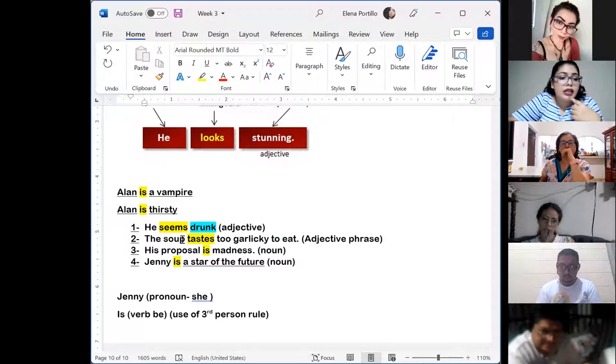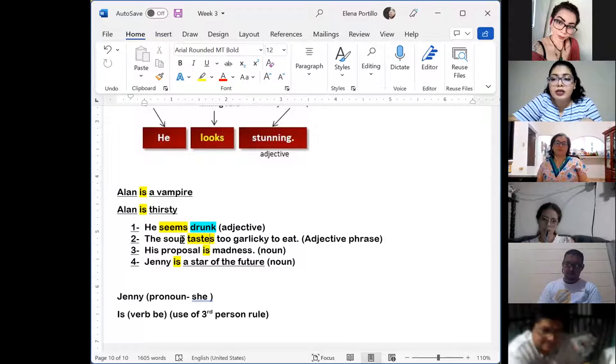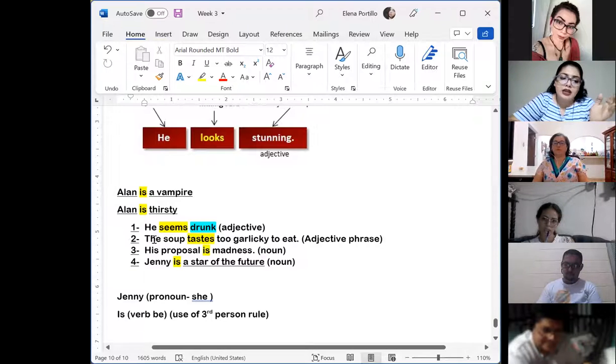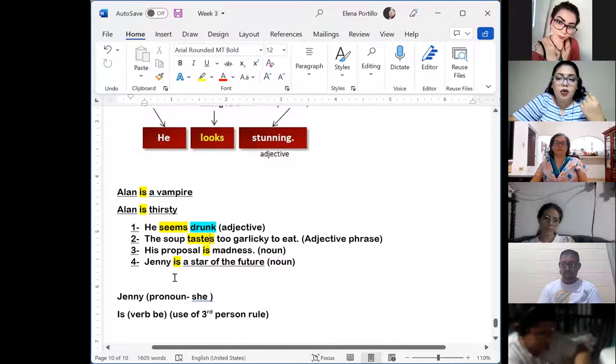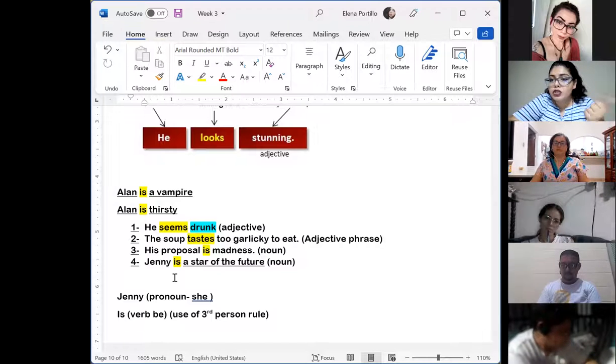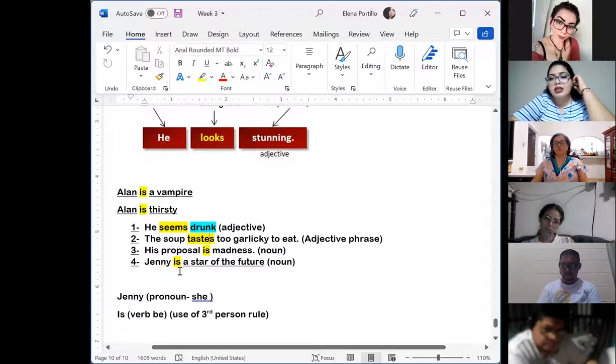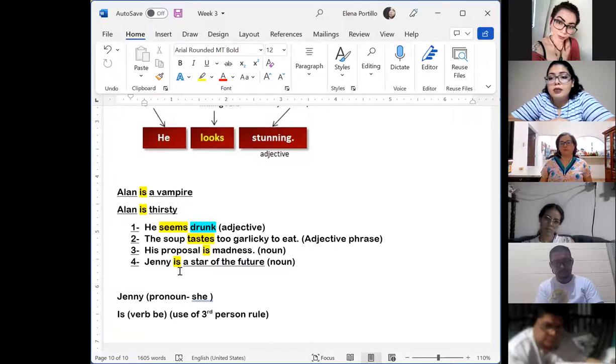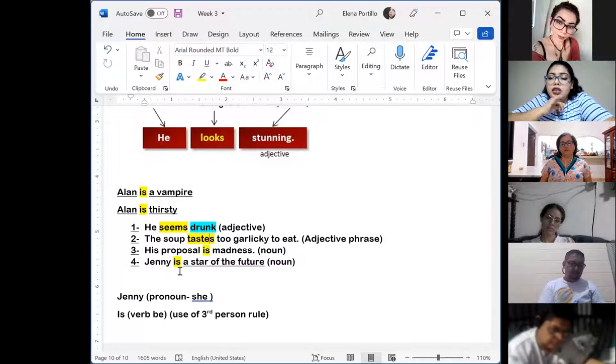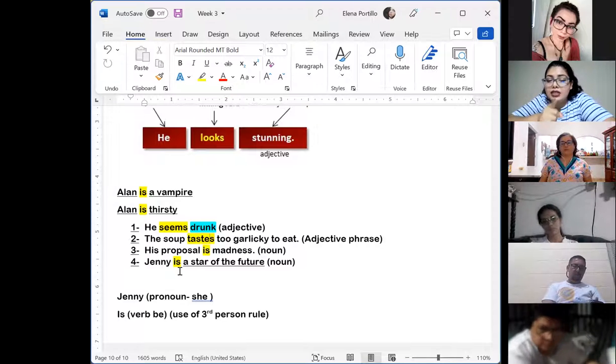In the number three, his proposal, su propuesta es el sujeto, is el verbo que funciona como linking verb. Y madness es el complemento que funciona como un nombre. Y ya decíamos, la cuatro, Jenny es el sujeto, is el verbo o linking verb, y a start of the future es el complemento. So, in this case, esos son los verbos, is. No necesitamos ponerle otro verbo. En ninguna de las otras oraciones tenemos dos verbos. So, the verb that we are using in the sentence is the linking verb in this case.